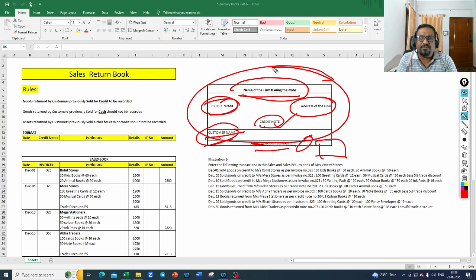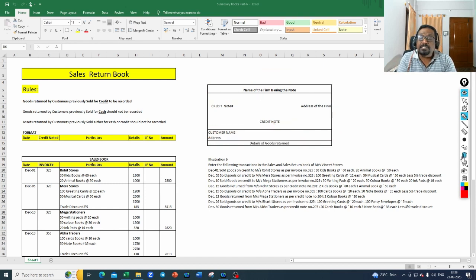This is not an exact format, but I gave you a specimen to make you understand how the credit note looks like, because I don't want to copy from NCERT. I don't know how that is going to be, so I don't want to copy paste from the NCERT book. So I prepared it on my own. So please bear with me if this is not very clear for you. So this is how the specimen of the credit note format is going to be. Are you clear?